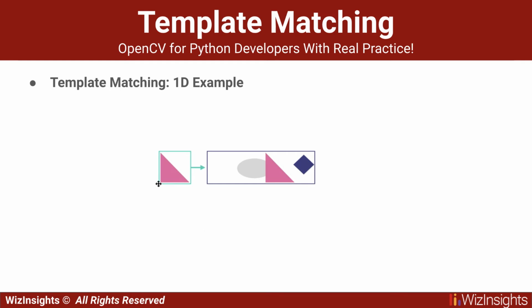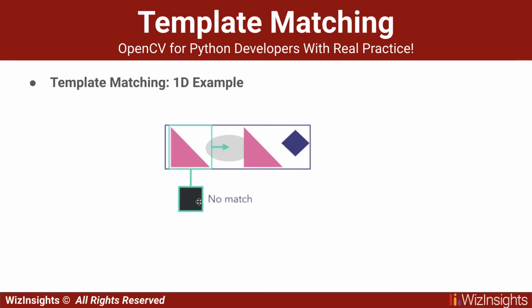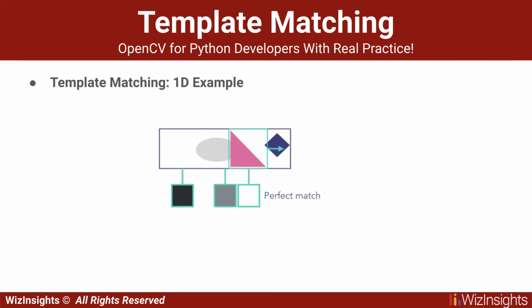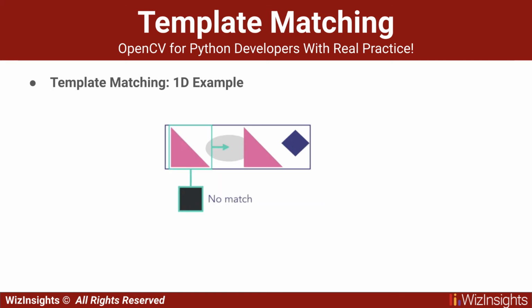If we see here, if we start matching here and here, it is a no match. Currently it is a no match, and here it is a perfect match. So just a partial match there.